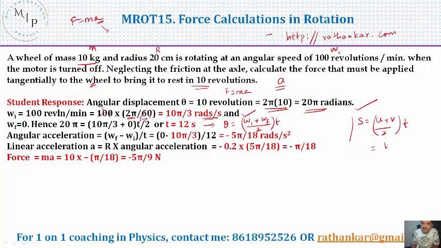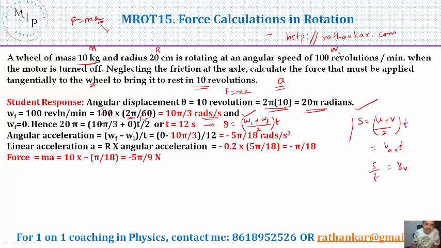Which is nothing but v average into t, right? S by t is equal to v average. We can use this equation only when the acceleration is constant. Here also, you see we have said very clearly that there is an angular speed, and you need to apply a constant force, which means he assumes the angular acceleration should also be constant, because you are going to apply a constant force. Constant force means constant acceleration. Constant acceleration means constant linear acceleration, and then it also means constant angular acceleration.